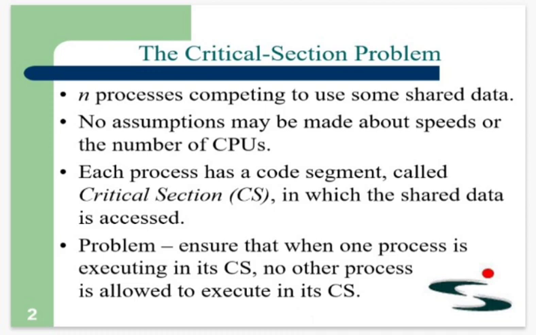Here, n processes are competing to use some shared data. No assumptions may be made about speed or the number of CPUs. Each process has a code segment called critical section in which the shared data is accessed. The problem ensures that when one process is executing in its critical section, no other process is allowed to execute in its critical section.